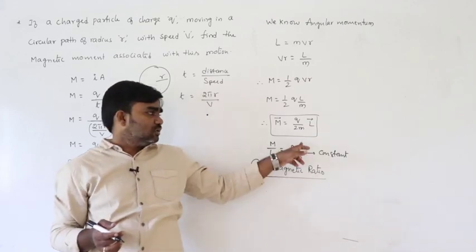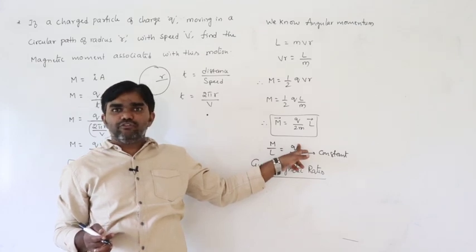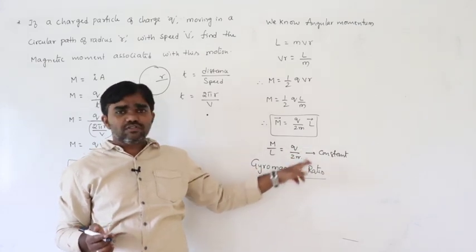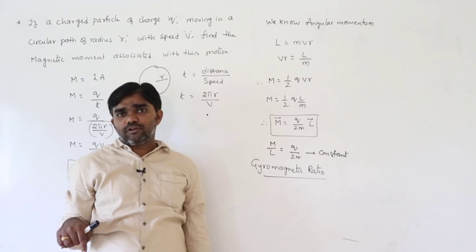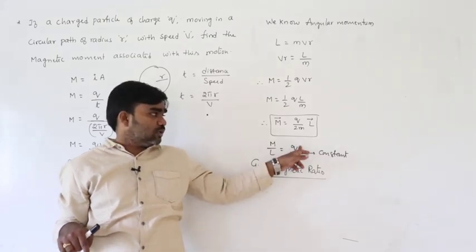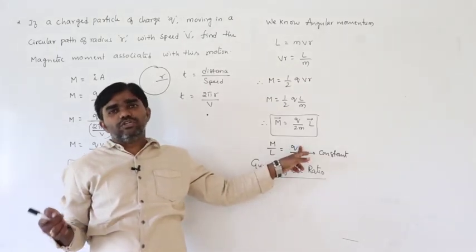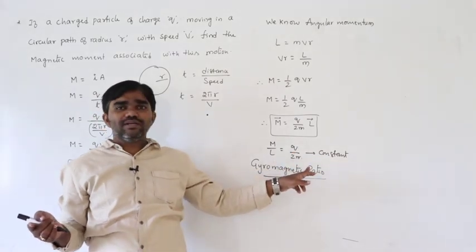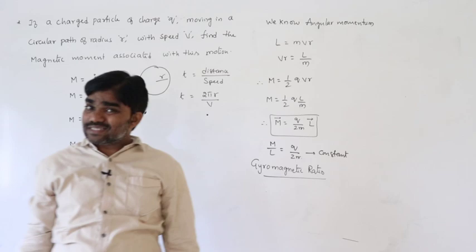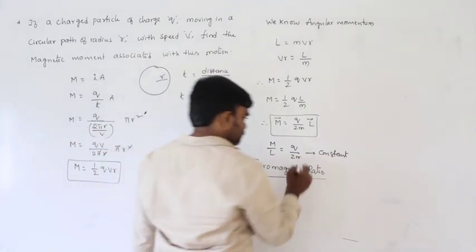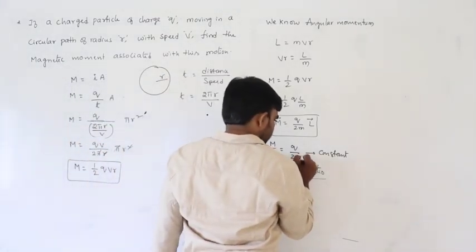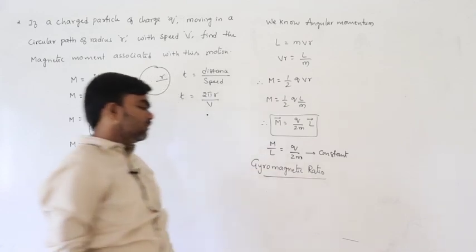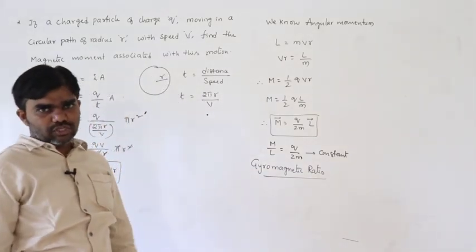For an electron, the charge is 1.6 into 10 to the power of minus 19, and mass is equal to 9.1 into 10 to the power of minus 31. But for a proton, the charge is 1.6 into 10 to the power of minus 19 only, but mass is equal to 1.67 into 10 to the power of minus 27. So that is why, for different particles, this gyromagnetic ratio will change.